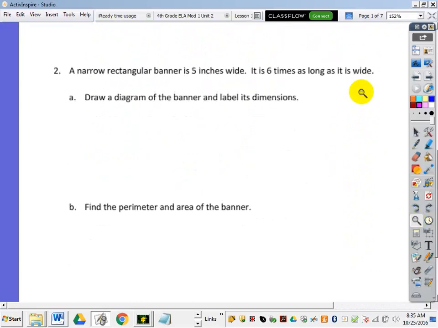We're going on number 2. A narrow rectangular banner. We're going to probably end up drawing this banner. It is 5 inches wide by 6 times as long as that. So it's 5 inches wide, but then it's 6 times even longer than it is wide. Not 6 inches, but 6 times as long as that 5 inches. So we're going to draw the banner. Just like the one up top, we've got a 5 on the side.